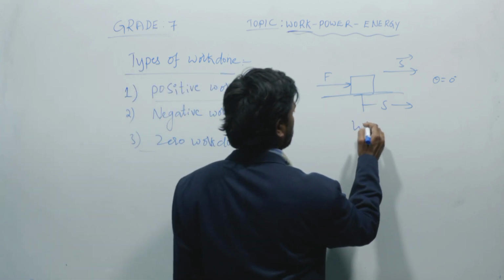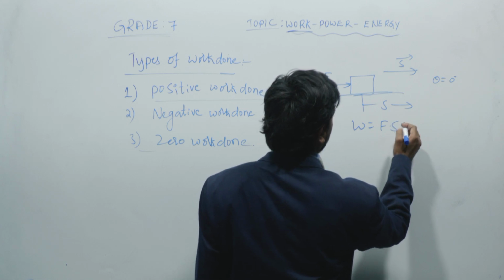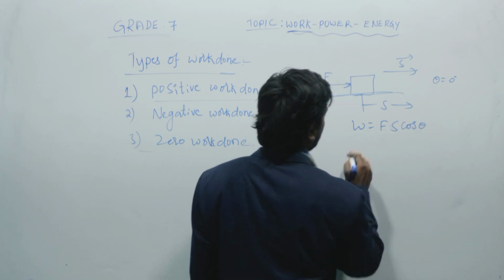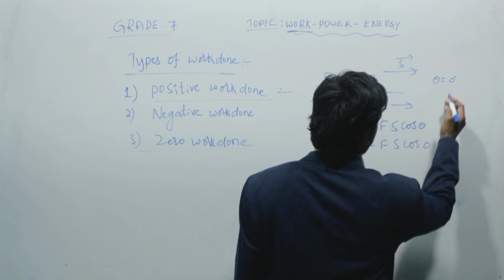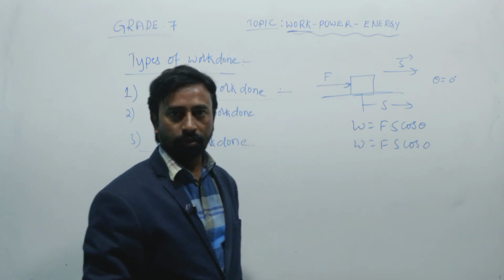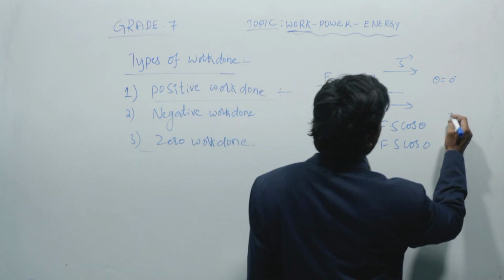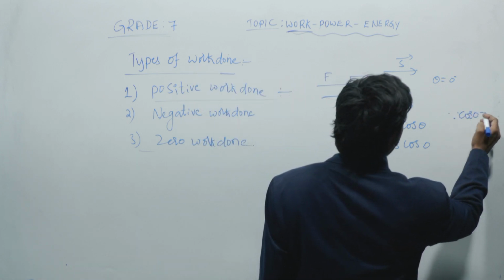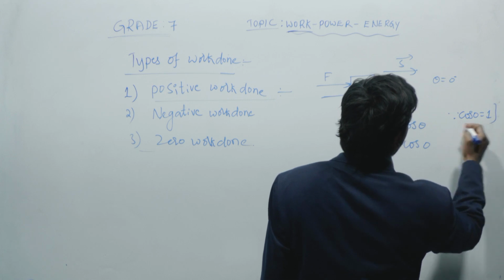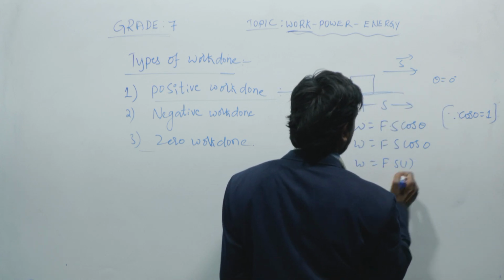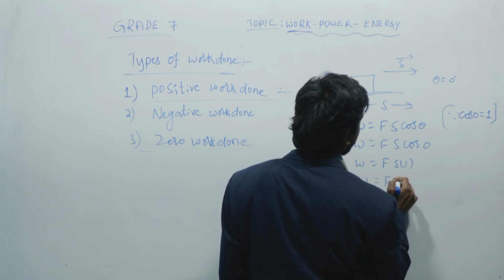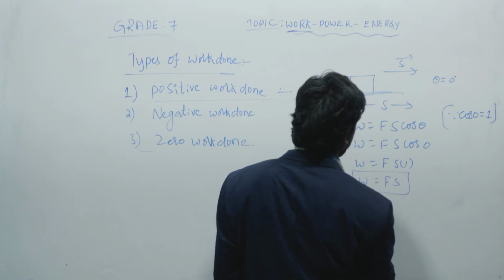So work done W is equal to F into S cos theta. Okay. So W is equal to F into S cos of 0 degrees. What is the theta value here? 0 degrees. So cos 0 is equal to 1. Then we can write W is equal to F into S into 1. Therefore we get W is equal to F into S.